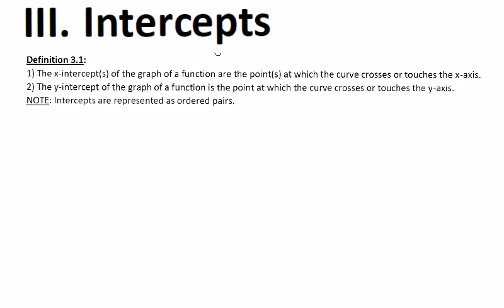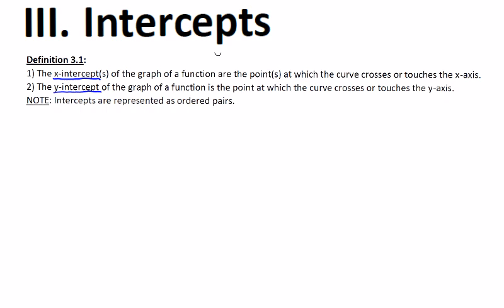In part 3 of section 3, we're going to start discussing intercepts. Now, when we have a Cartesian coordinate plane, there are only two types of intercepts that are possible. Those would be the x-intercept and the y-intercept, and that's because we have an x-axis and a y-axis.